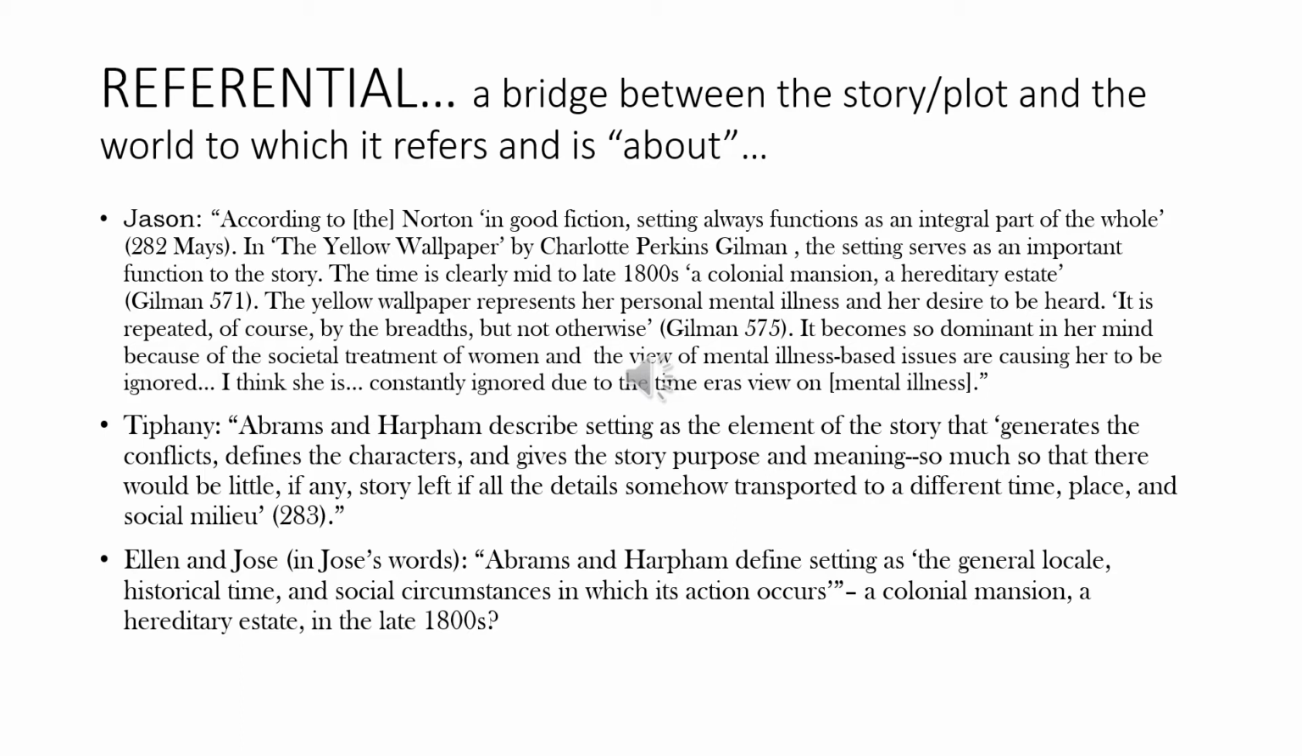Jason writes, quote, according to the Norton, in good fiction, setting always functions as an integral part of the whole. In The Yellow Wallpaper by Charlotte Perkins Gilman, the setting serves an important function to the story. The time is clearly mid to late 1800s, a colonial mansion, a hereditary estate. The Yellow Wallpaper represents her personal mental illness and her desire to be heard. It is repeated, of course, by the breaths, but not otherwise. It becomes so dominant in her mind because of the societal treatment of women and the view of mental illness-based issues, which are causing her to be ignored. I think she is constantly ignored due to the time era's view on mental illness.